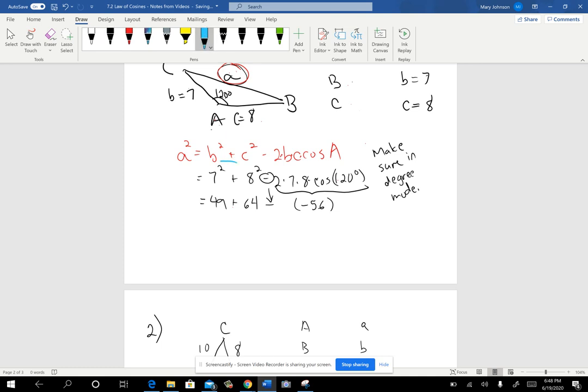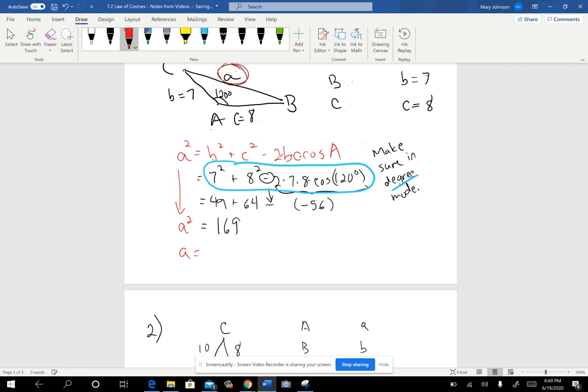So it might be better if you just type that whole thing right there into your calculator. Just make sure you're in degree mode when you do that. All right, so go ahead and do that. Do the 7 squared plus 8 squared minus 2 times 7 times 8 times the cosine of 120, and I get 169 when I do that. So a squared equals 169.